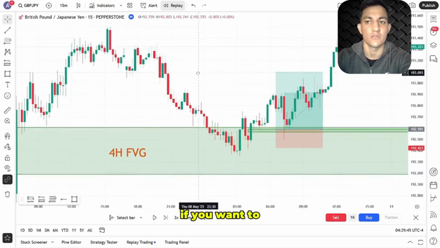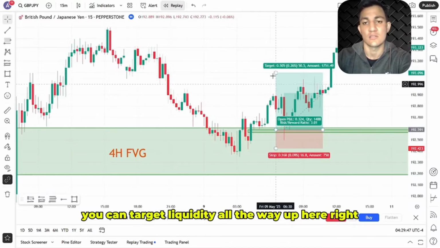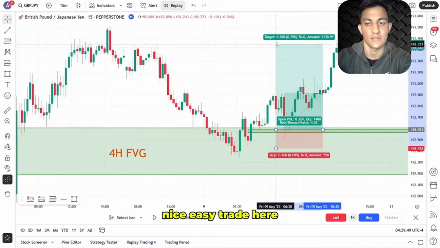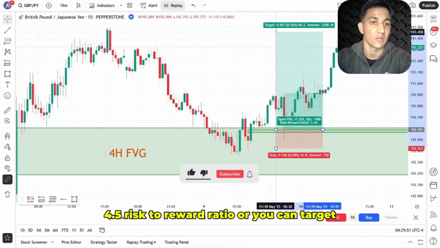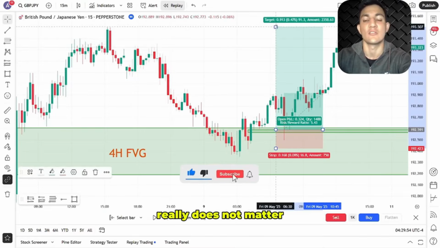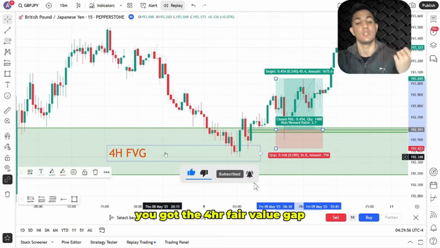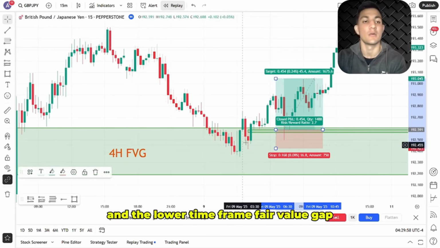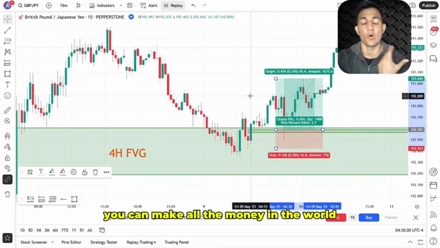Now, of course, if you want to, you can target liquidity all the way up here, right? Nice, easy trade here, 4.5 risk to reward ratio, or you can target liquidity at this high here. Really does not matter, but as long as you've got this strategy, you've got the 4-hour fair value gap and the lower time frame fair value gap, you can make all the money in the world.